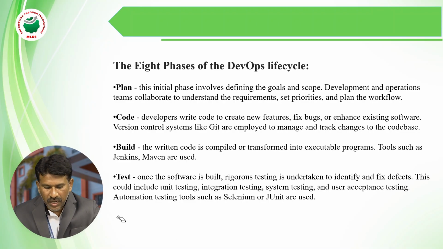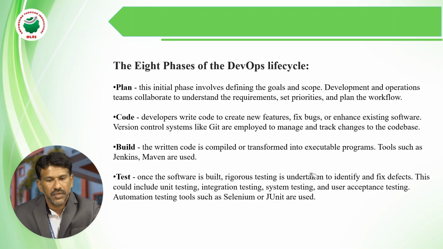In this coding, developers write code, write new features, fix the bugs, and enhance any existing software. Version control like Git is employed to manage and track changes to the code bases. So they have to verify all the process. Mainly developers write code, create new features, and fix bugs. These are all performed in the coding department.